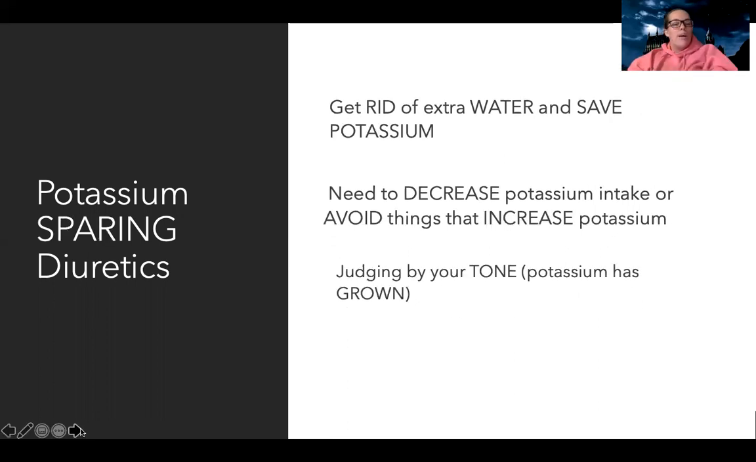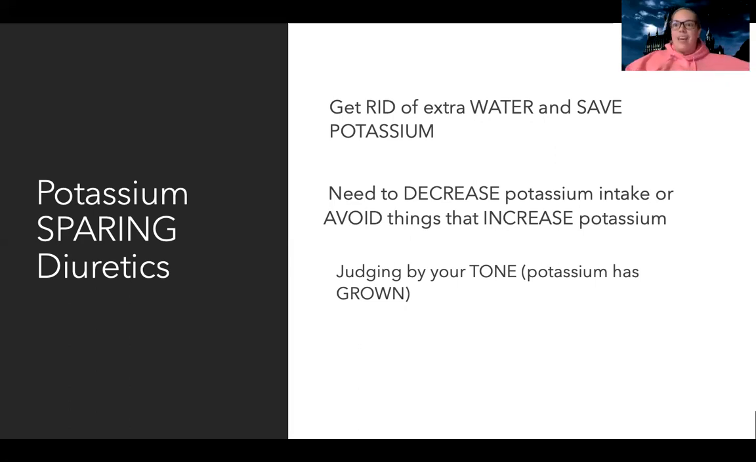On the other end of the spectrum, we have potassium sparing diuretics. So we had potassium wasting, getting rid of potassium. Now we have potassium sparing. In other words, it's going to spare the life of potassium. It's going to save it. So this medication gets rid of the extra water and it saves potassium.